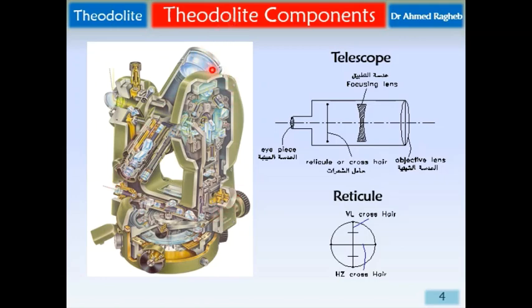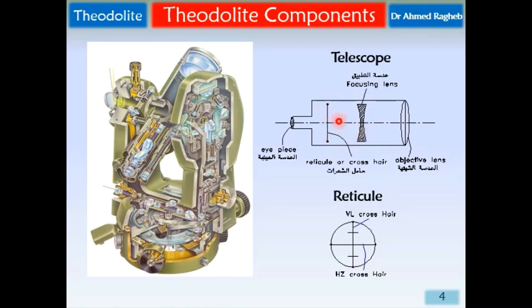By looking at the telescope and taking a cross section in the telescope, you can see the eyepiece, the objective lens, the crosshair or the reticule, and the focusing lens. It's the same for any surveying device. The telescope for any surveying device, whether it's a theodolite or it's a level, it's the same.